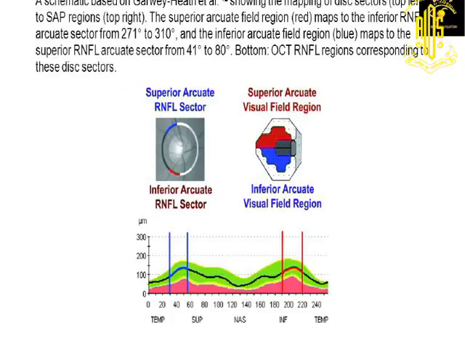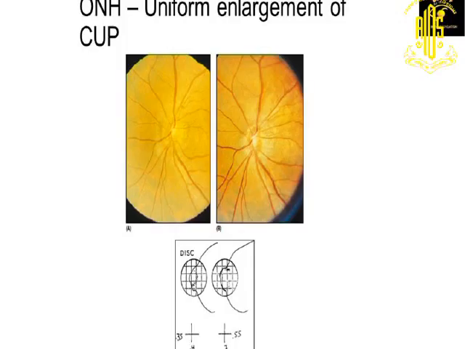So if you have a look at this, I got these pictures here because that's the superior arcuate RNFL sector defect, which will go with the inferior arcuate thing out here. And if you look at this, these are the areas which are affected, temporal to superior. That's exactly how the whole thing functions. So by seeing the disc, you should be sure what you're going to expect on the field. So uniform enlargement of the cup, there you see.